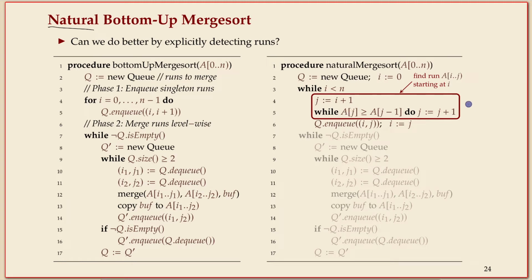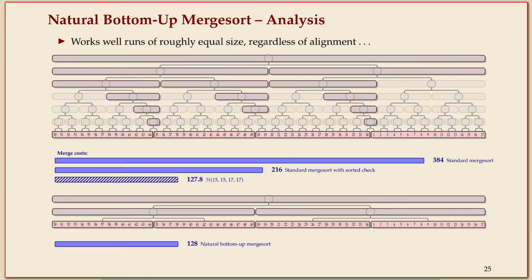So that's what this does. It finds the longest sorted segment starting at this point. Just keep going as long as the things are nicely increasing. And then you put that in the queue instead of the individual elements. That sounds pretty smart, right? No, I mean, you kind of maybe guess what happens.